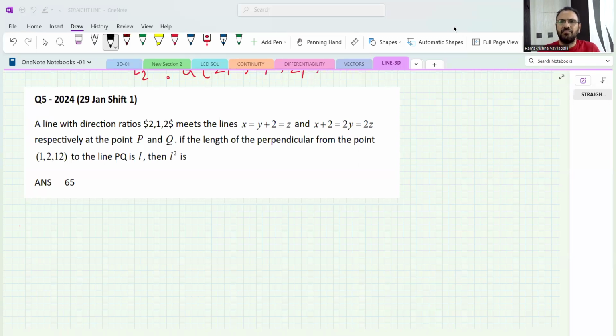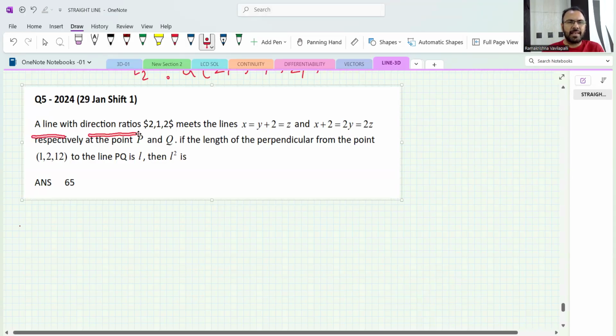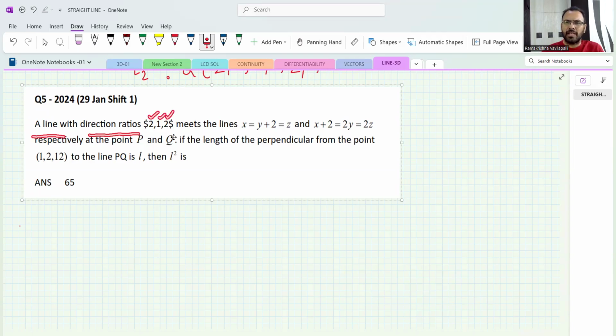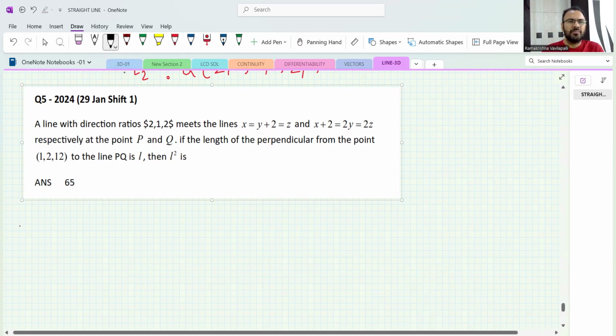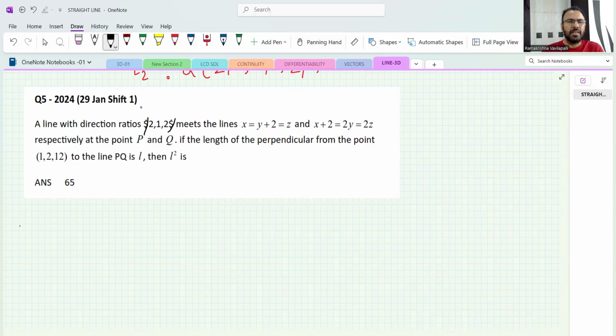Here is the third model. See, a line with the direction ratios 2, 1, 2 meets two lines respectively at the points P and Q. There are two questions. They can ask what is the distance between P and Q. Further, they have given that if the length of the perpendicular from the point 1, 1, 2 to the line PQ is L, then what is L square? Okay, it is a two-tied question.